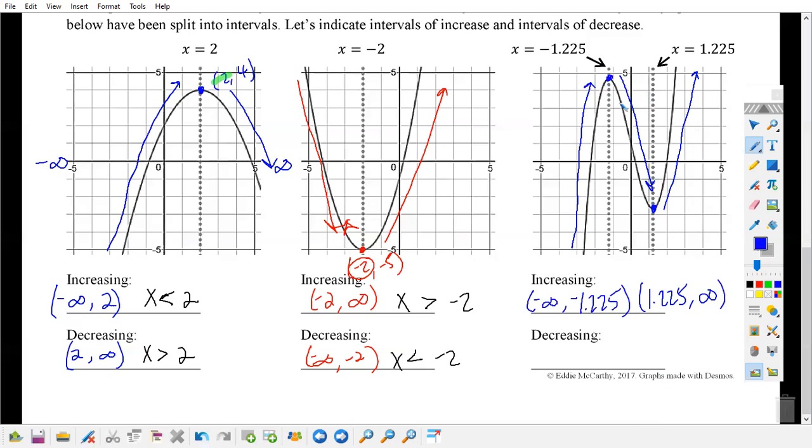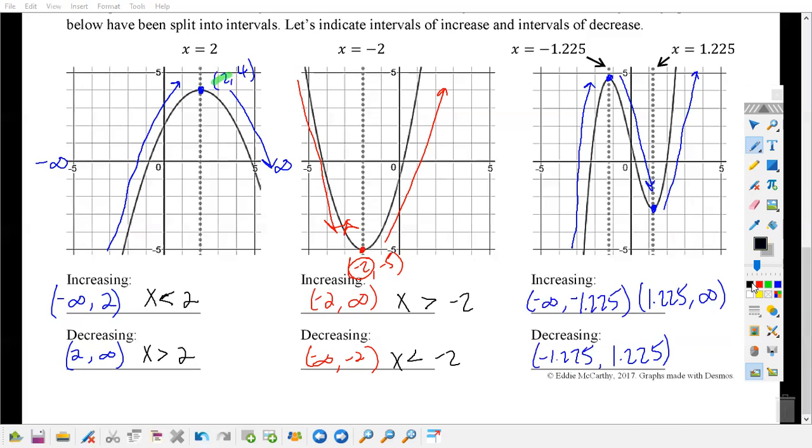Where does it start? Okay. And then where does it end? It ends at +1.225. So this decrease has a starting and a stopping point, an ending point, right? It doesn't go forever, so we don't write infinity. Okay, I get it. I have flow.